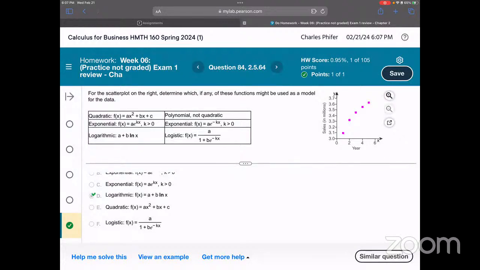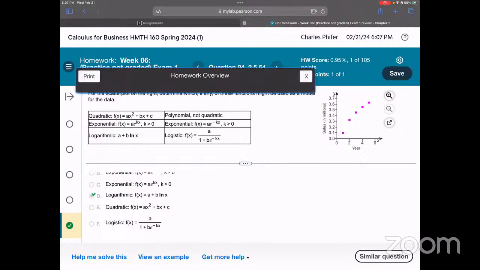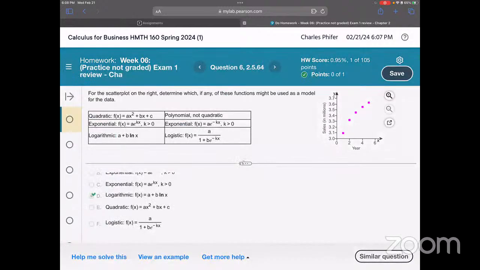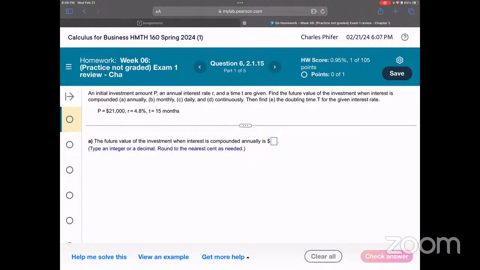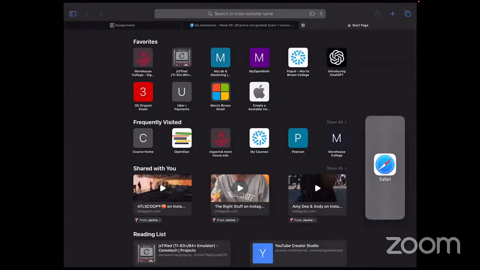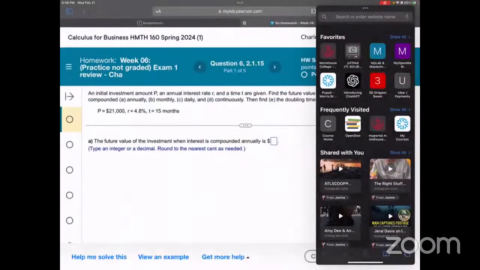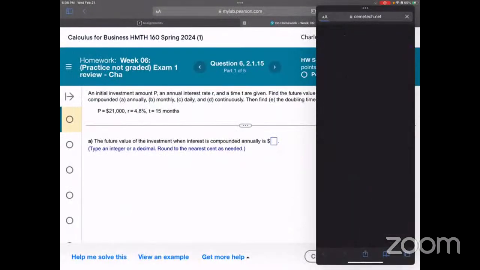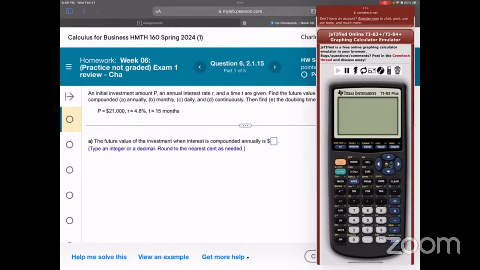Let's go to question 6. An initial investment, P, annual interest rate. Find the future value of the given investment where it's compounded annually, monthly, daily, continuously, and then find the doubling time from the given rates. Okay, so I'm going to try to do this one a little bit quickly, and I'm going to use my graphing calculator right here.